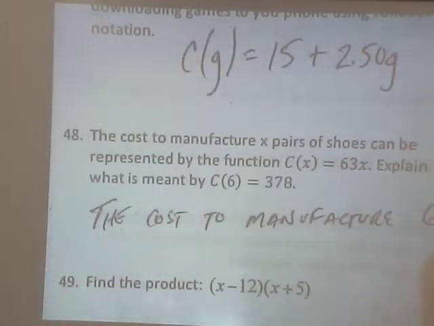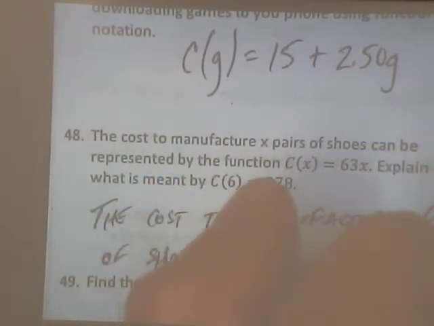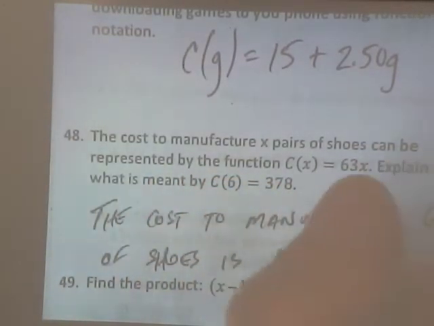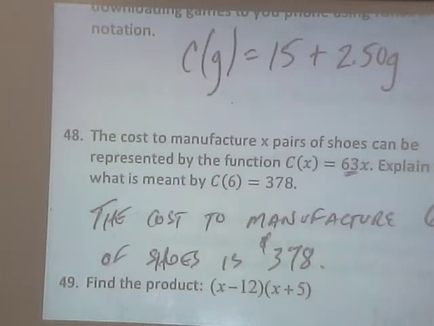six pairs of shoes is $378. I'm guessing that's dollars. That's an expensive pair of shoes just to make. Have to sell them for $100 just to make money.